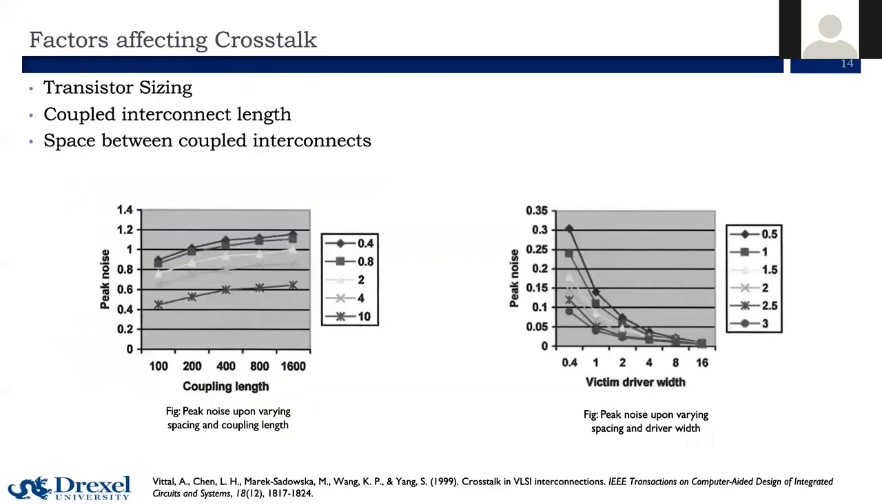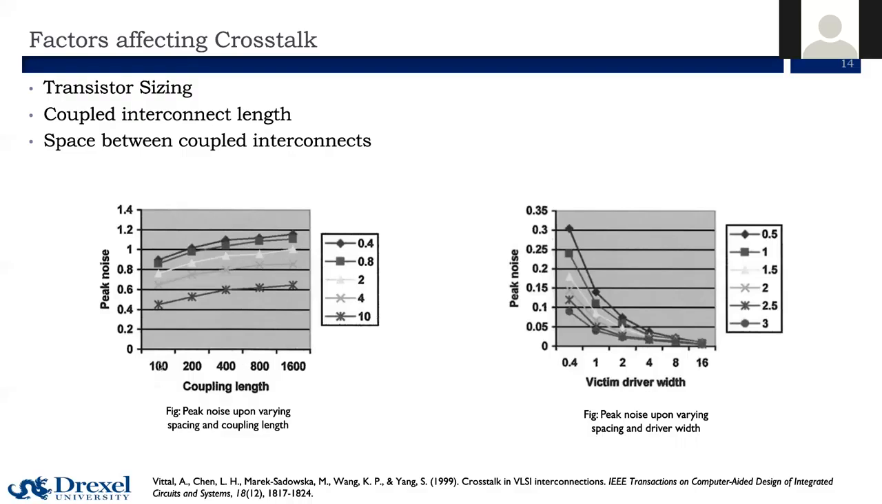The factors that affect crosstalk, and three significant factors that affect crosstalk are transistor sizing, coupling, the length of the coupled interconnect, and the space between the coupled interconnect, which we can see via these diagrams. In the diagram on the left, we have five wires, and multiple scenarios here.